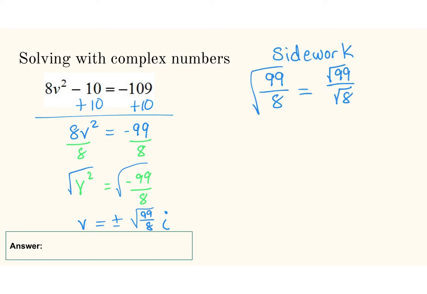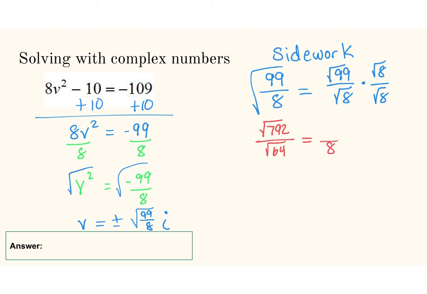Square root of 99 over 8 is the same thing as having the square root of 99 over the square root of 8, and we cannot have any radicals in the denominator, so we have to rationalize this by multiplying the top and bottom by 8. So when we do this, we end up with the top number being 792 and the bottom number being 64, which is a perfect square, so the square root of 64 is 8.